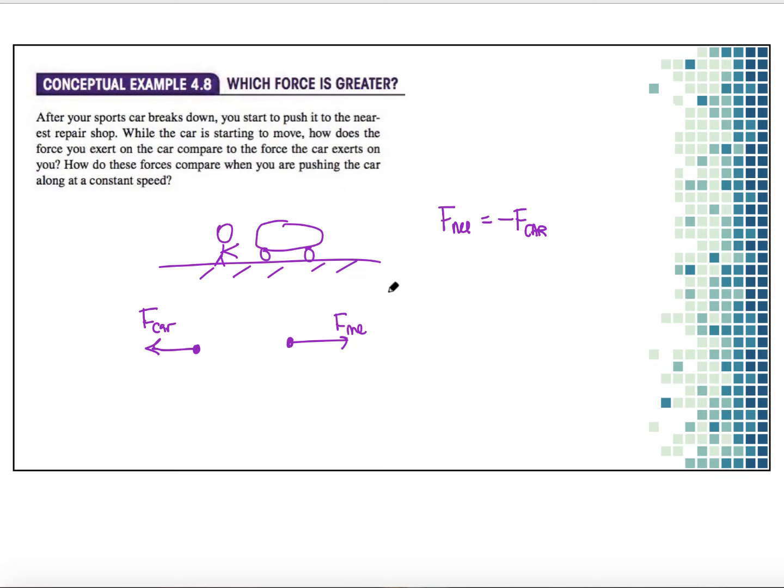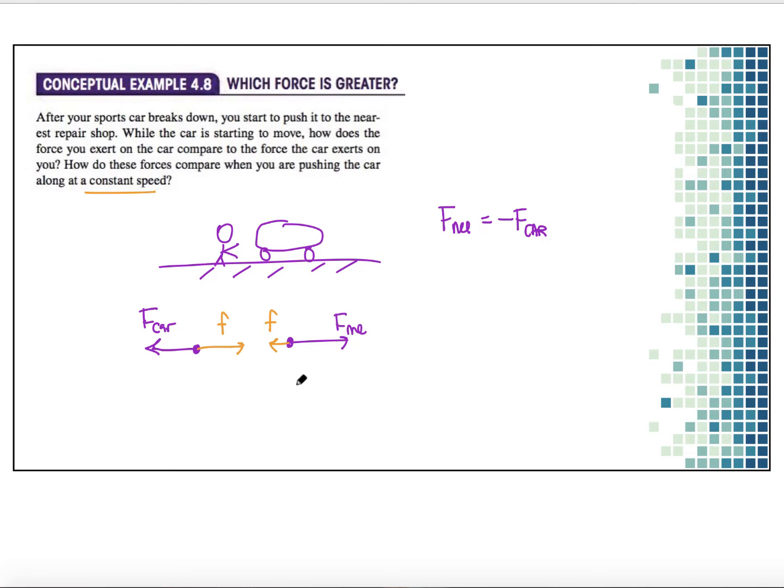They should cancel out. Well, the answer has to do with the fact that there is some friction that is also part of this equation. The friction that acts on the car is pretty small because it has wheels that can spin. Meanwhile, my tennis shoes are grippy enough that this friction force is going to prevent me from moving while allowing the car itself to move. So, how do these forces compare when I move at a constant speed? Well, they're definitely equal, but they're still equal even when I'm starting it to move.